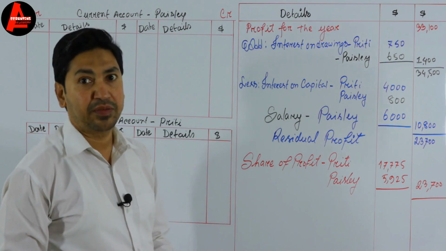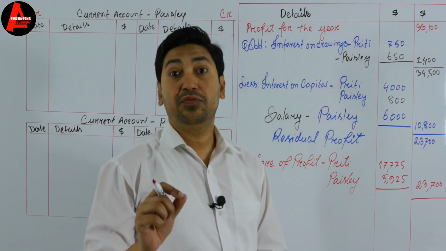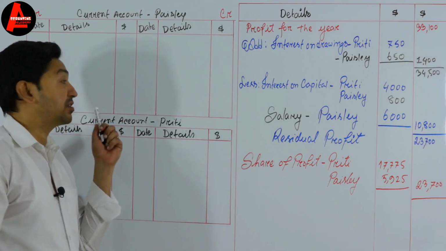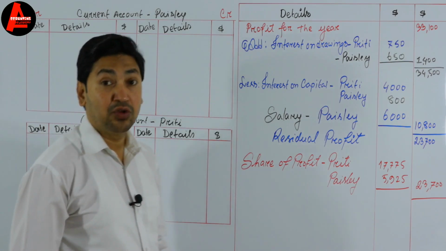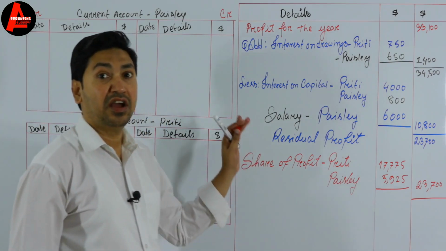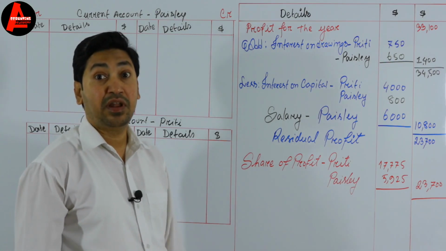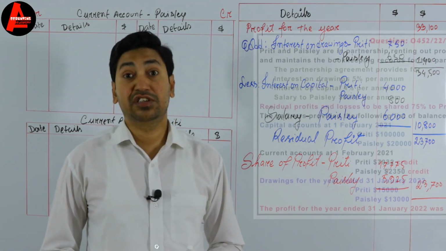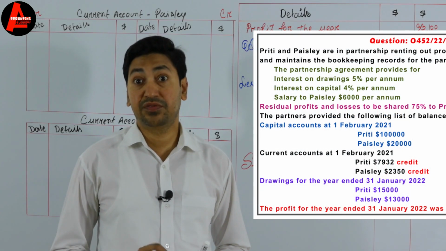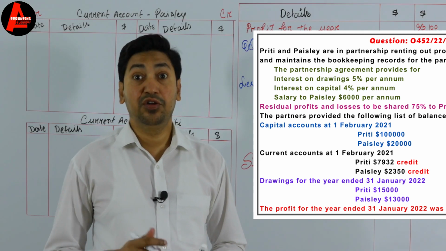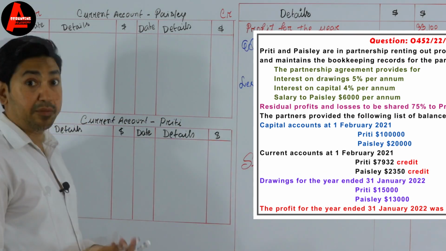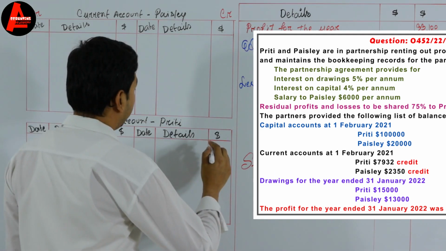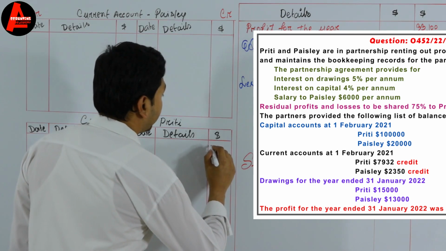So there is an opening balance. It depends, okay? If we have a debit balance, then we write balance b/d on the debit side. If we have a credit balance, we write balance b/d on the credit side. Debit balance or credit balance will be mentioned clearly in the question. Don't worry. In the question we have the current account balance on 1st February 2022, okay? For Preeti it is 7,932, okay? So let us write balance b/d on the credit side for Preeti.